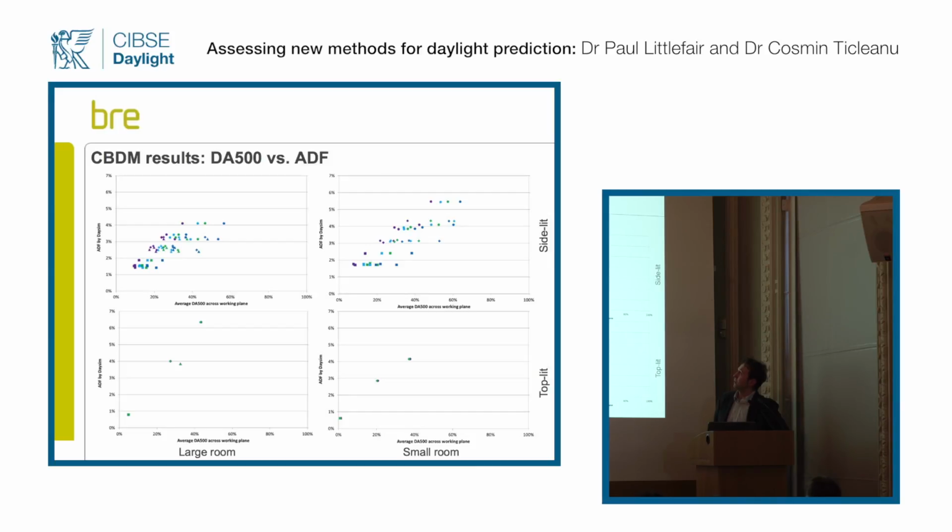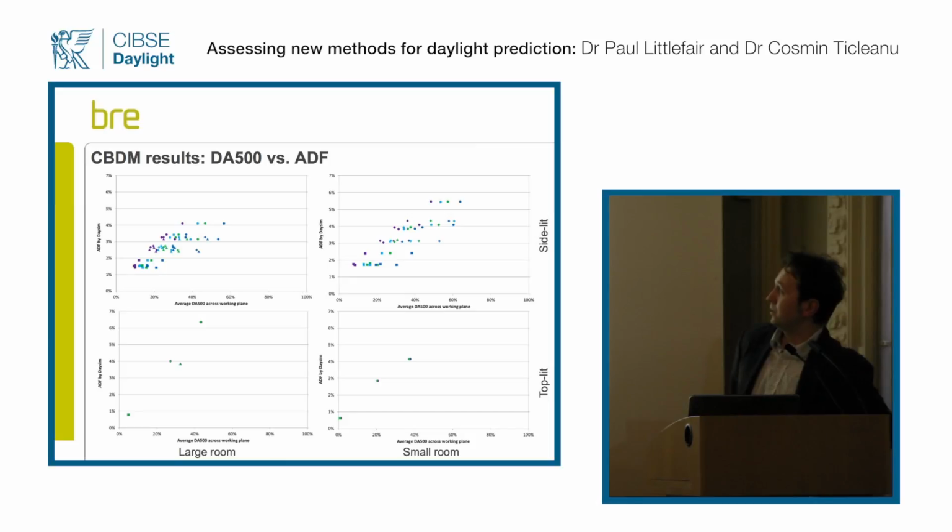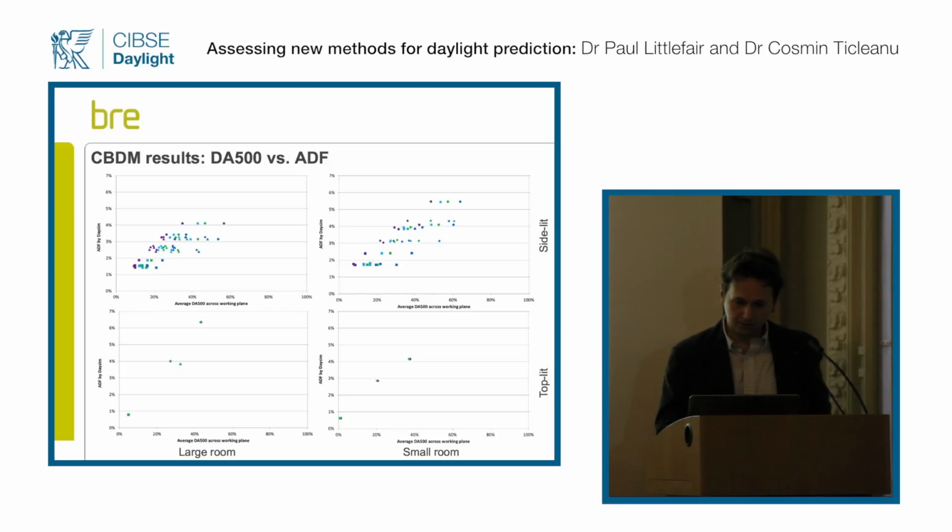And ADF obviously doesn't vary with the orientation. It does vary with the glazed area, the same as daylight autonomy, but there are also differences in DAs, obviously, depending on the orientation. There isn't much variation in terms of the top-lit rooms, but the same findings would apply in this case as well.